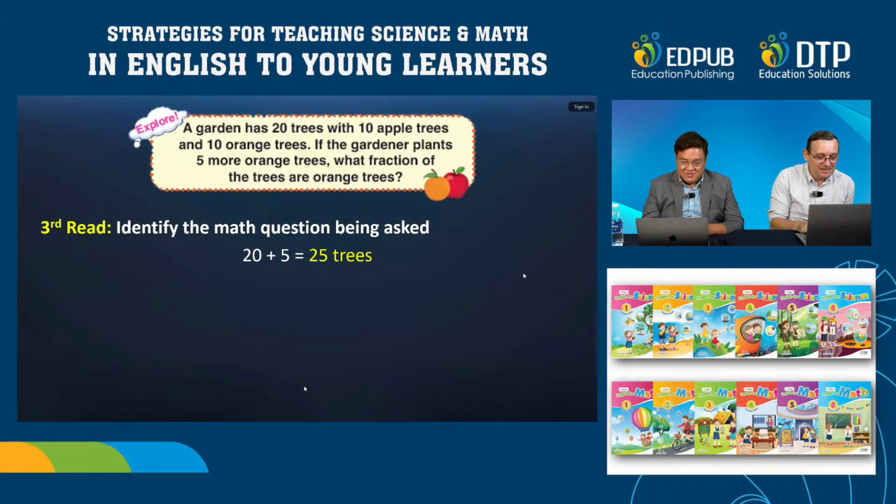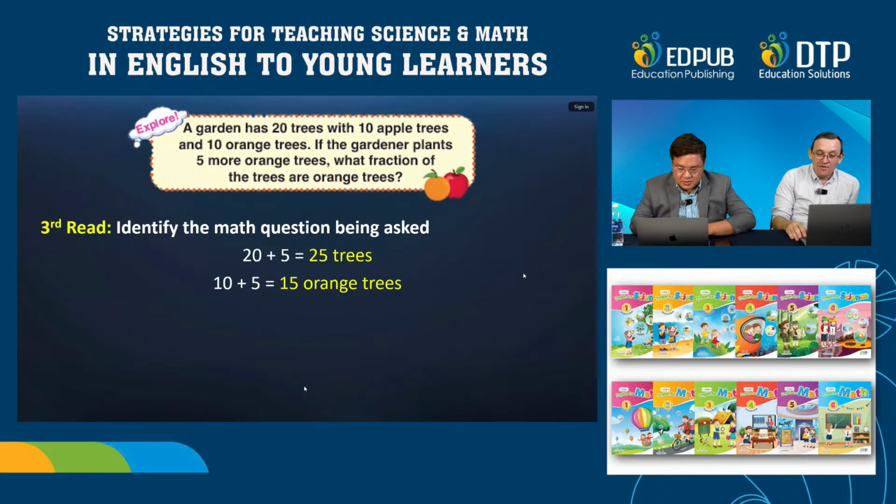I'm all good. Okay, so in this step, we identify the math question being asked. So we've got 20 and we're adding 5 more trees. So we've got 25 trees. We had 10 orange trees. We've added 5 more. So we've got 15 orange trees. So you can see our fraction is 15 out of 25. 15 25ths of the garden are orange trees.